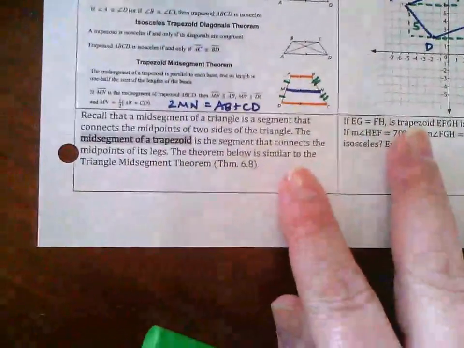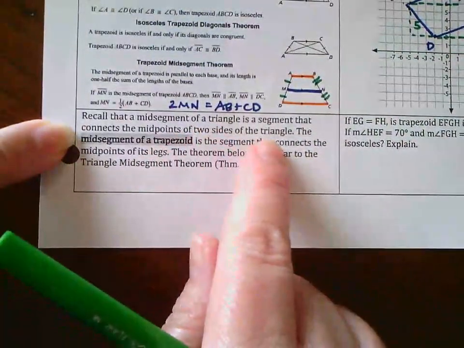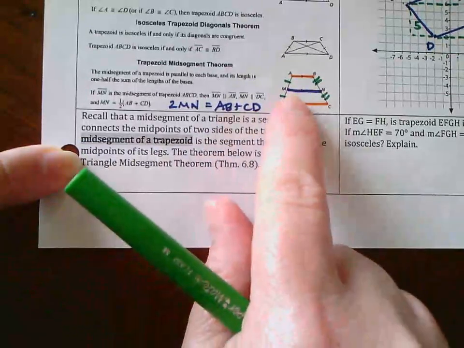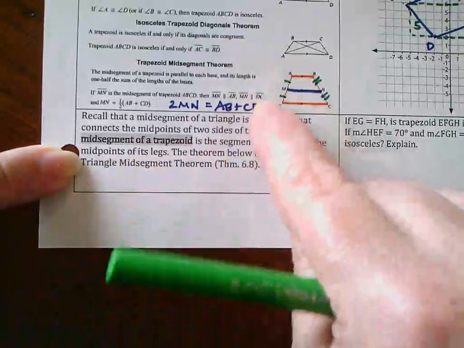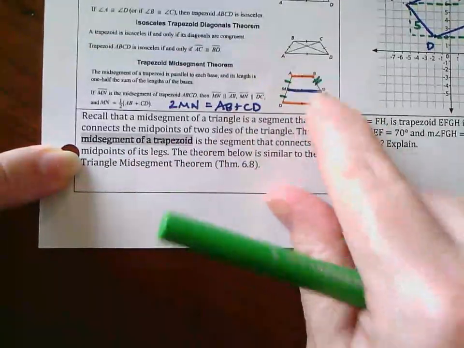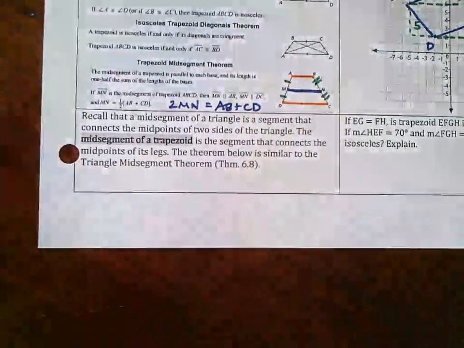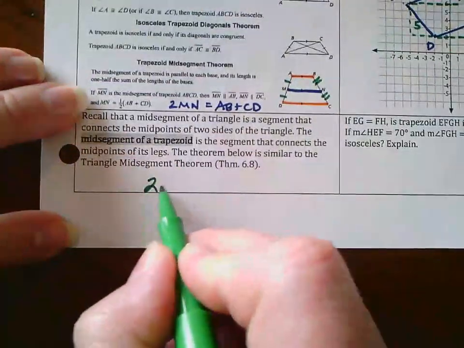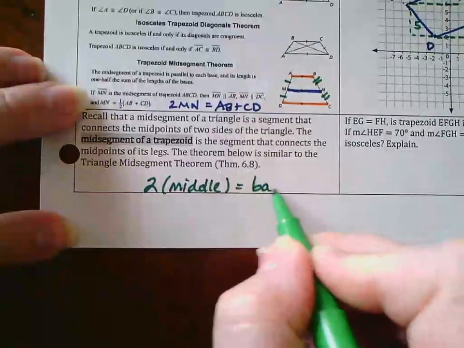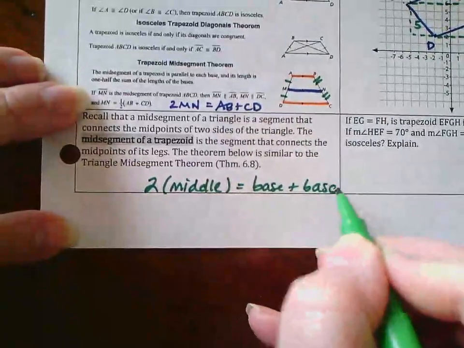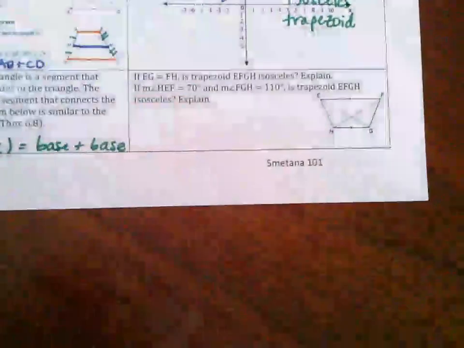Okay, so recall that a mid-segment of a triangle is a segment that connects the midpoints of 2 sides of the triangle. The mid-segment of a trapezoid, right here, is a segment that connects the midpoints of its legs. So midpoint, midpoint, right? These are midpoints for this leg, midpoint for this leg, and it's similar to that. So again, 2 of the middles equals the base plus the base.